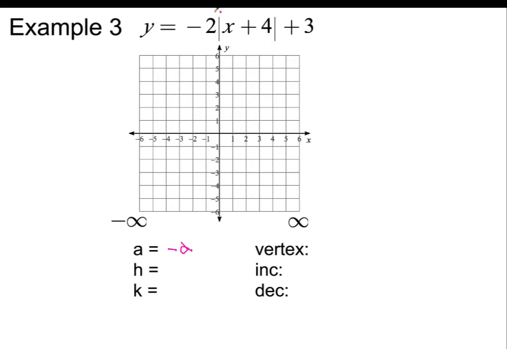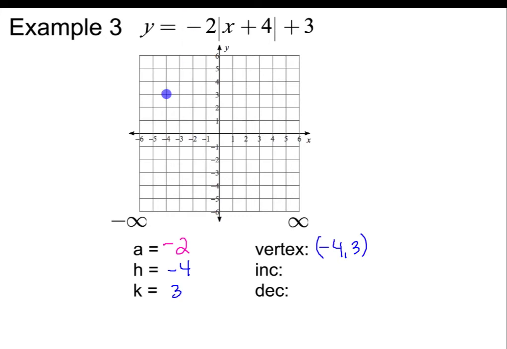Let's write that negative 2 a little better. So negative 2 is my a value, and then for h and k, the 4 is going to have to be flipped, remember, so that's going to be negative 4, and then 3 for the k value. So my vertex is at negative 4, 3. Now I'm going to plot that dot: negative 4, and up 1, 2, 3, boom, so we put a dot right there.